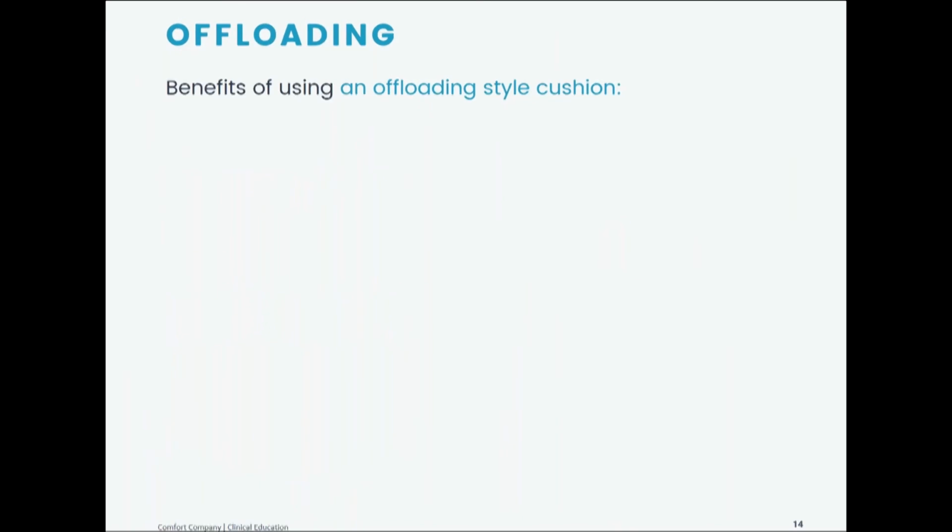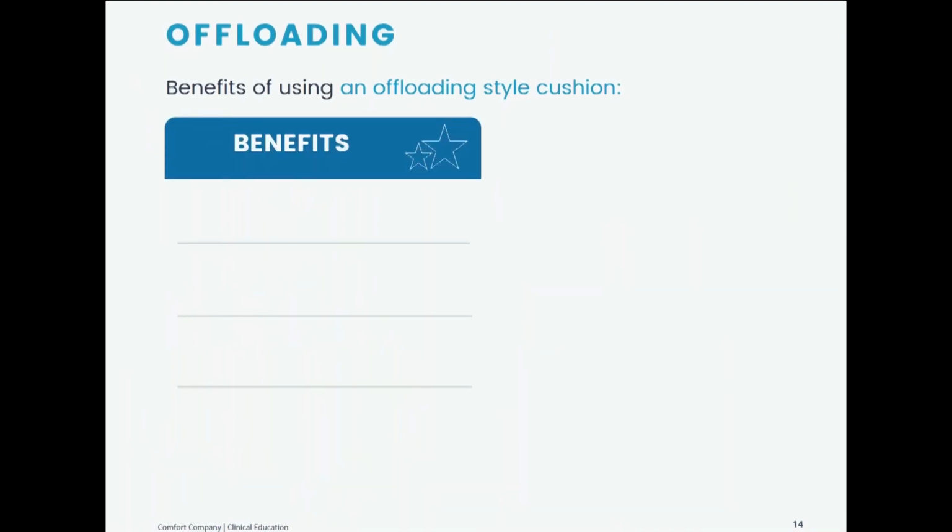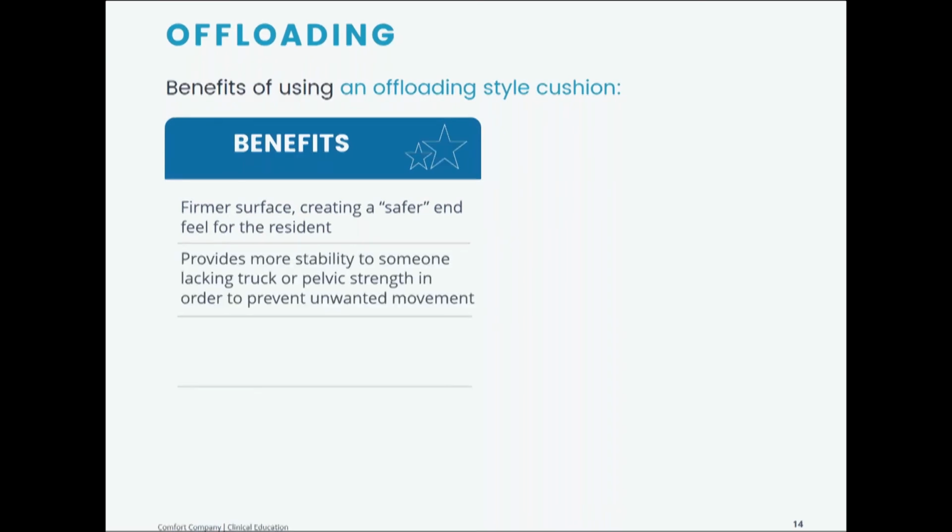However, when we use offloading cushions, there are always some benefits and there are always some considerations. So some of the good things that we gain by using an offloading cushion is that it is a firmer surface. It creates a safer end feel for the resident because you have those hills and valleys that make those contours that make the person fit into the cushion and really lock that pelvis in. And so it makes the person feel more stable. It adds to the stability that that person lacks due to having poor trunk or pelvic strength, and it really makes them feel like they are locked into the cushion and they feel safe. And it really prevents any unwanted movement onto those bony prominences that are at higher risk for skin breakdown.